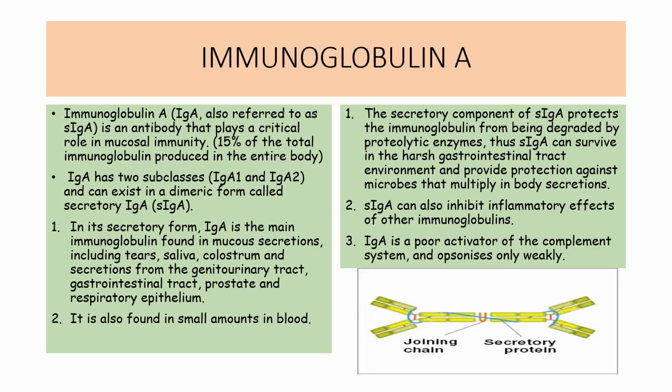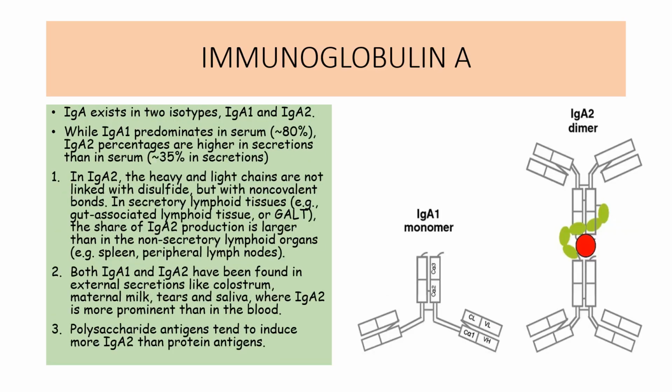This is the structure of IgA. These are two dimers which are joined with the help of a joining chain, and along with them is the presence of a secretory protein. As I've told you, IgA exists in two isotypes, IgA1 and IgA2. While IgA1 predominates in the serum, IgA2 is present in higher concentration in other secretions than the serum.